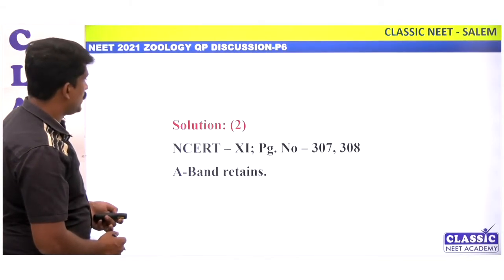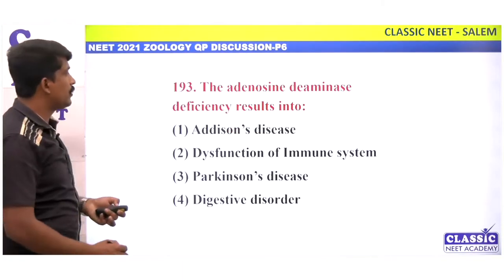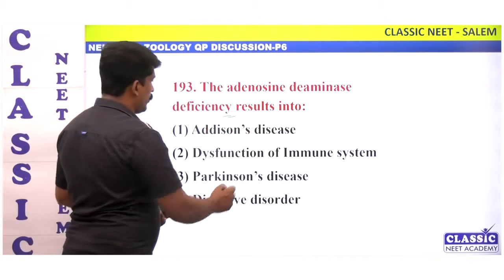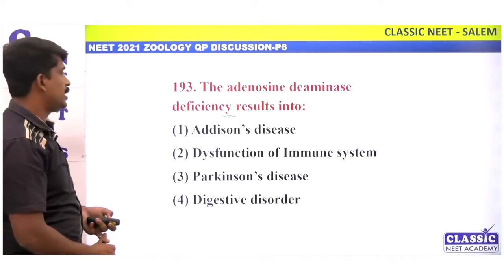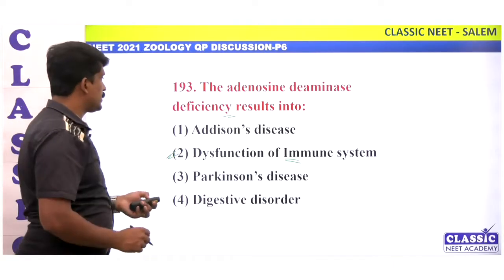Okay, students. So second option, yes, correct. Okay, so second option is the answer given. Very good. The adenosine deaminase deficiency results in not Addison's, Parkinson's or digestive disorder. So that is dysfunction of immune system. So from biotechnology we have studied. So that is the answer given.